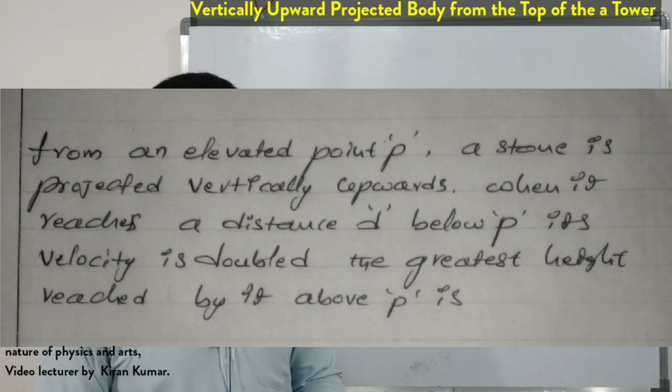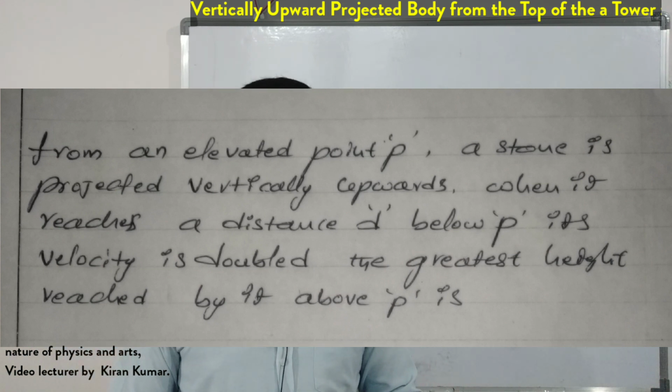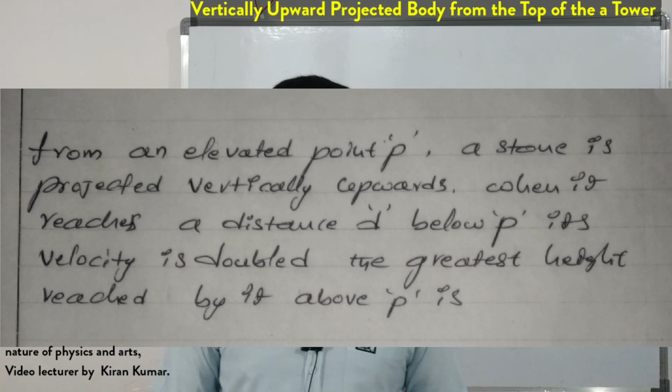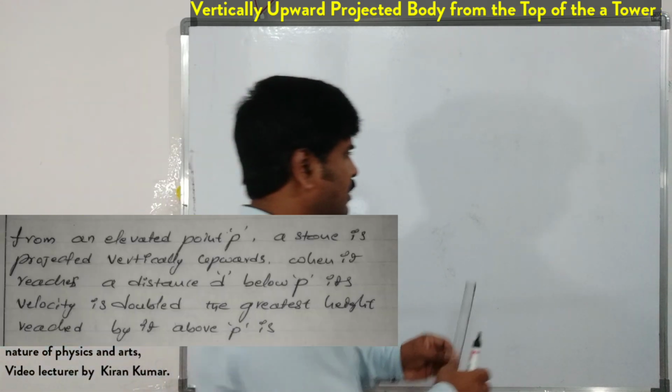Second example. See, from an elevated point P, a stone is projected vertically upward. When it reaches a distance d below the point P, its velocity is double. The greatest height reached by it above P is... See, the question is given like this.